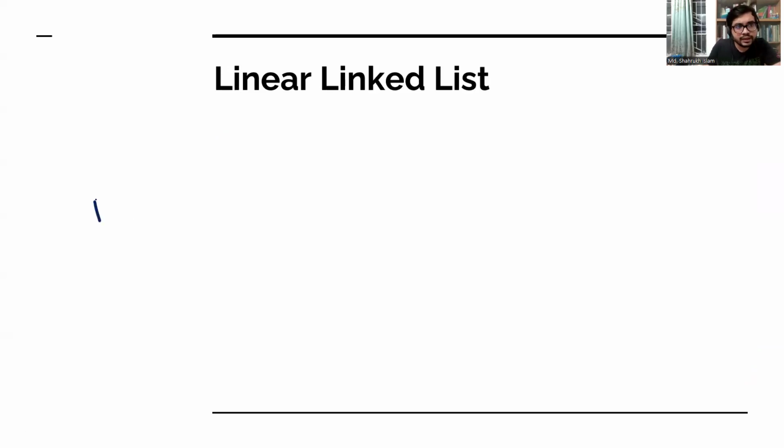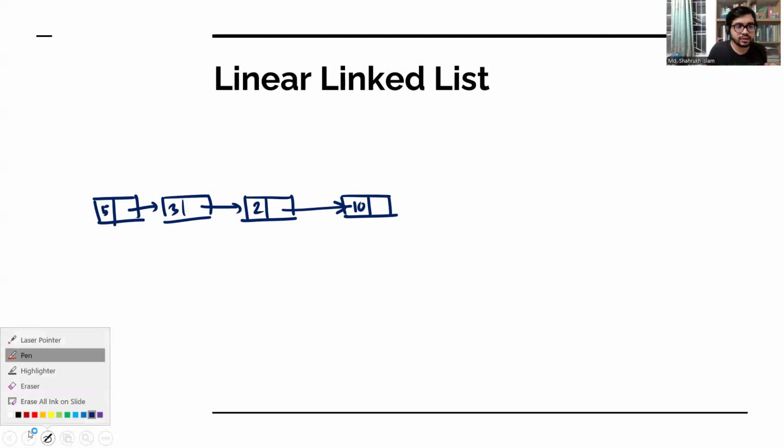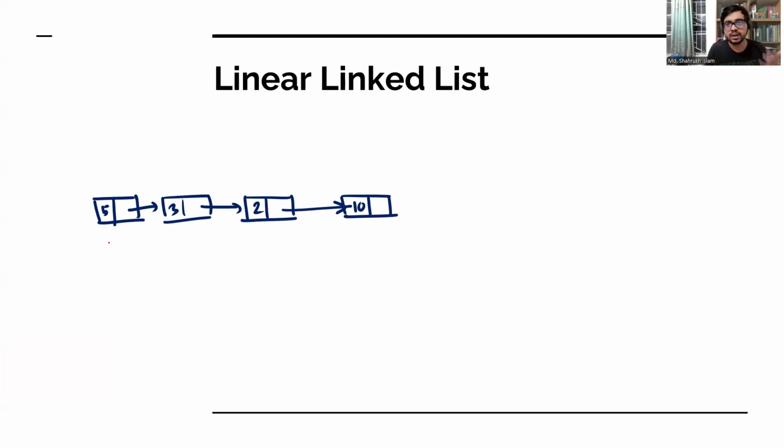Suppose that we have a head like this, and the value of the head is 5 or something like this. Okay, so this is 5, and this is the pointer. Another element, let's say this is 3. Another element, let's say this is 2. Okay, and so on. This is, let's say, 10. Okay, so here are 4 elements. If we give an index to each of them, I'm using one-based index. This is index 1, this is index 2, index 3, and index 4.